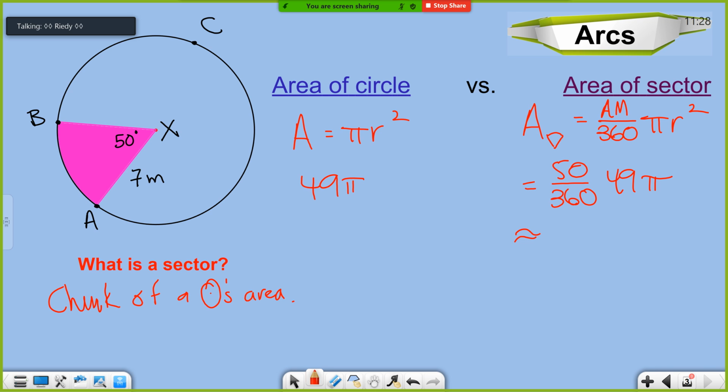I did not get the right answer. What do we got? Anybody? Bueller? Help? 21.38. What are my units? Meters, or meters squared. It's an area unit, so it'd be meters squared.